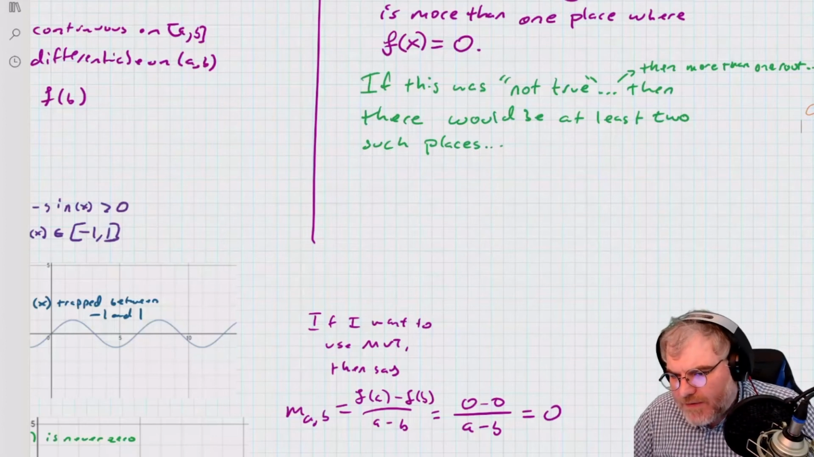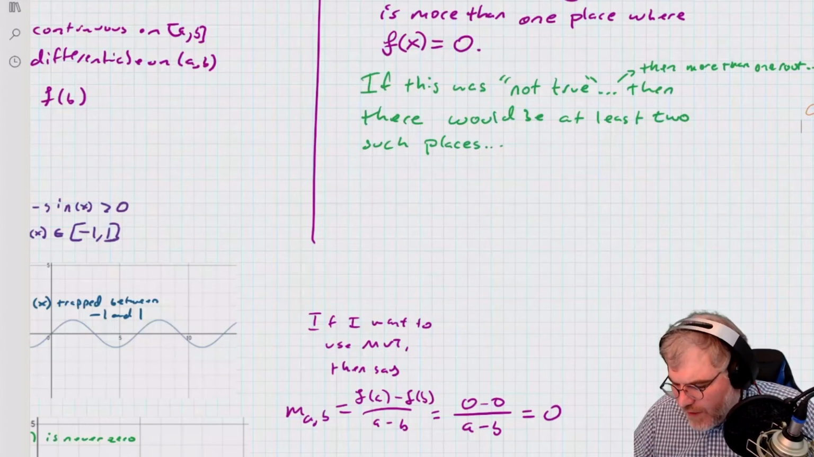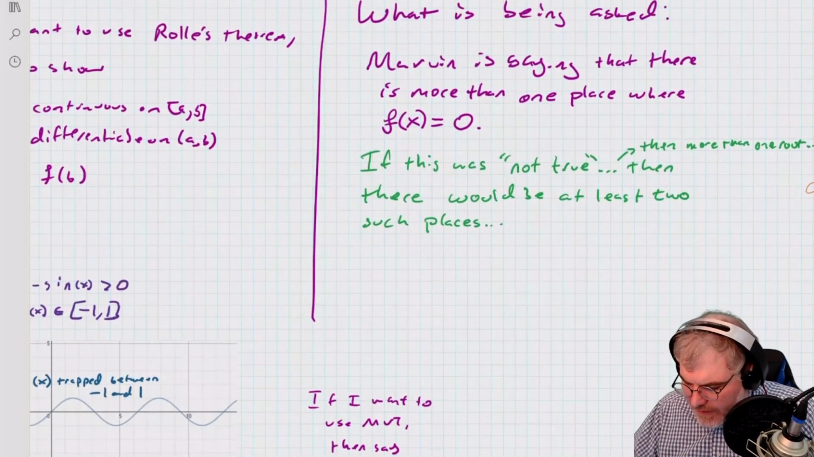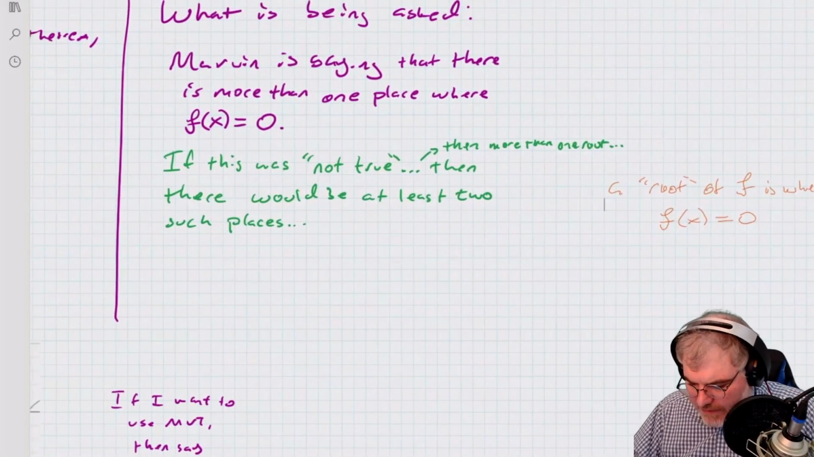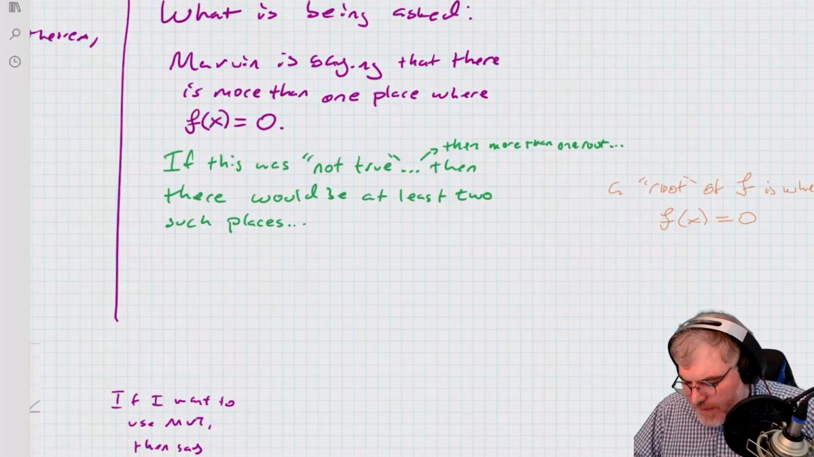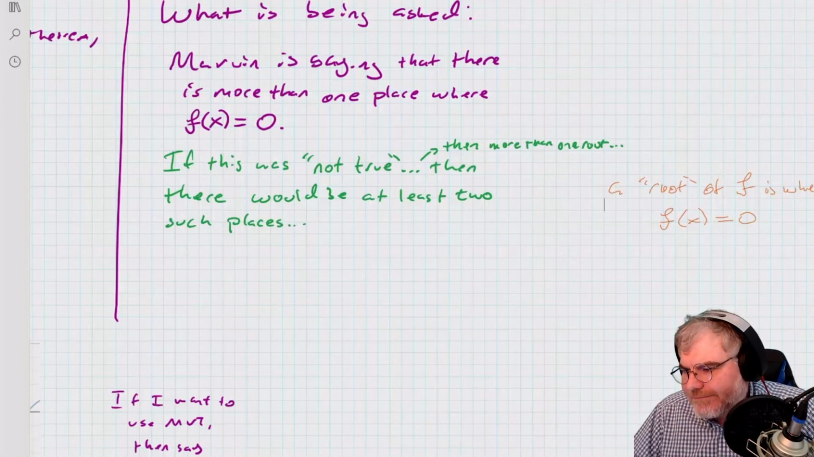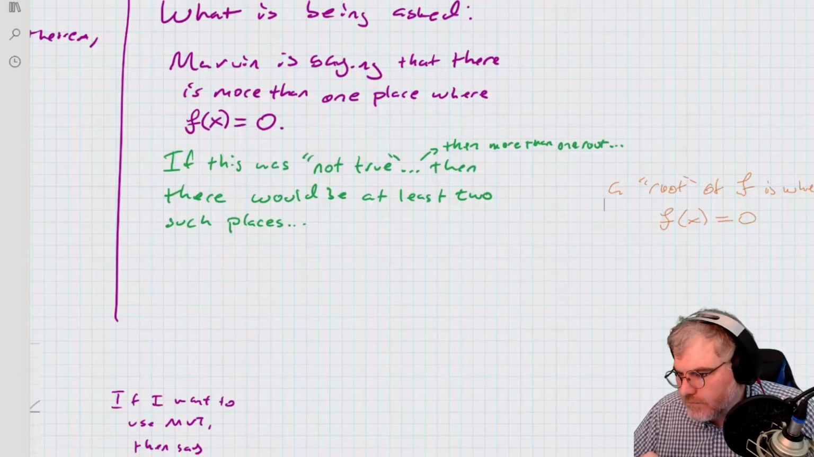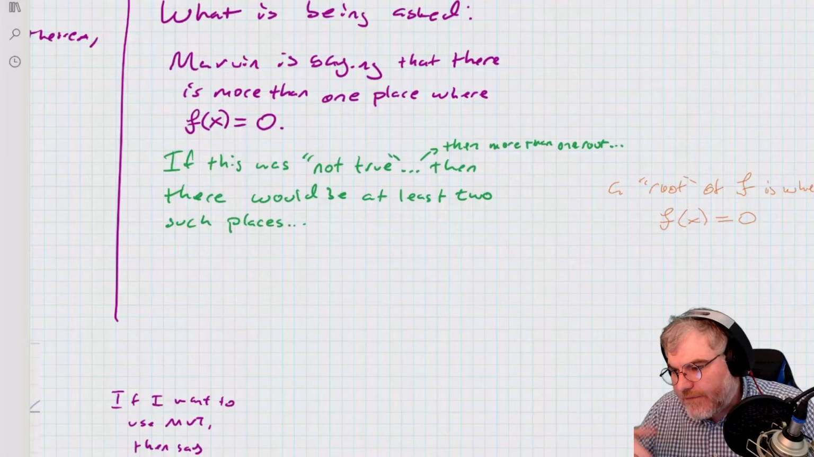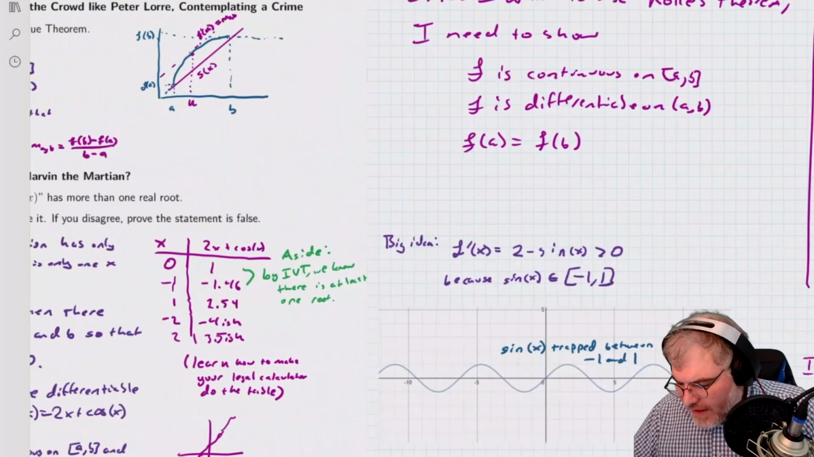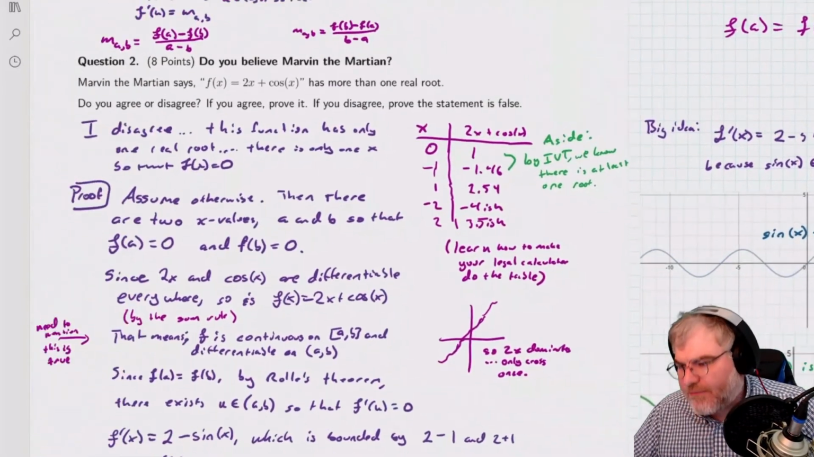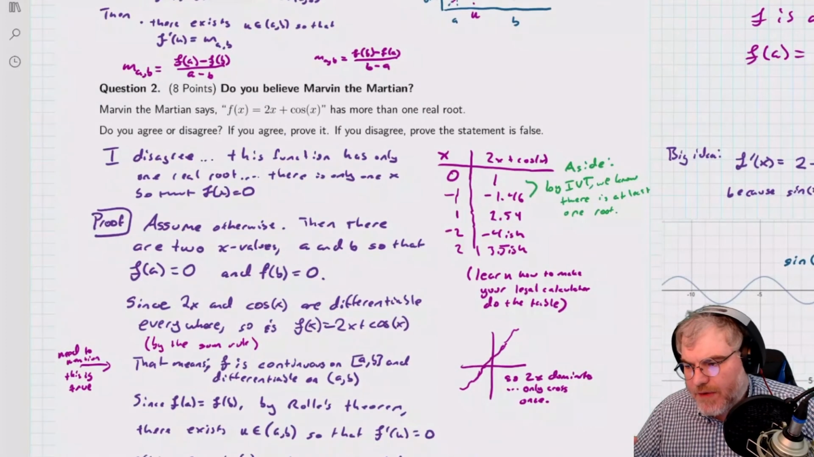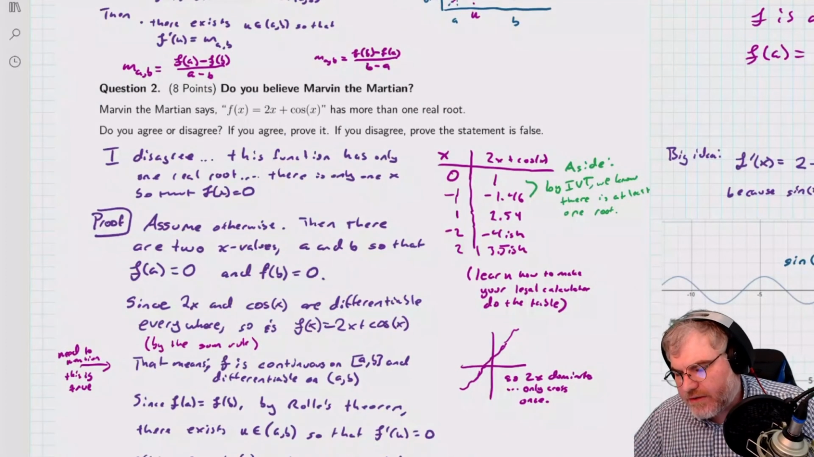In order to do this problem, there's a bunch of pieces you need. You need the definition of what it means. So what's the thing saying? The definition of a root is needed here. Marvin is saying that there's more than one place where f of x equals 0. And so I'm just going to say, okay, suppose there are two. Call them A and B. I don't know anything else about them. I just know that f of A equals 0 and f of B equals 0. And then I apply Rolle's theorem to say that there's a place where f prime must equal 0. Of course, f prime is always greater than 0, and that's our contradiction.